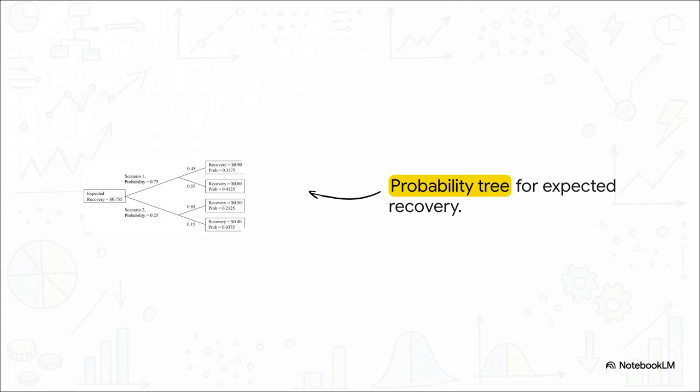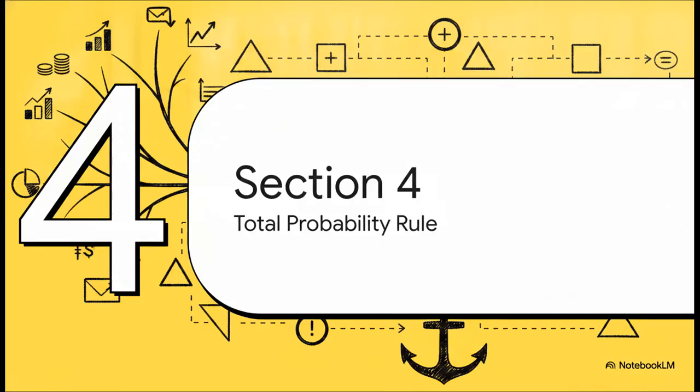Say Scenario 1 has a 75% probability and Scenario 2 has a 25% probability. From there, it branches out again into conditional recovery outcomes. It's an incredibly powerful way to see how sequential events compound into a final expected value. As these probability trees branch out and get more complex, we really need a mathematical anchor so the numbers actually add up correctly. That brings us to Section 4, the total probability rule.